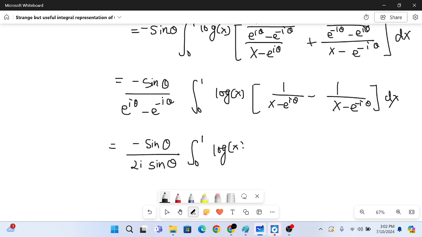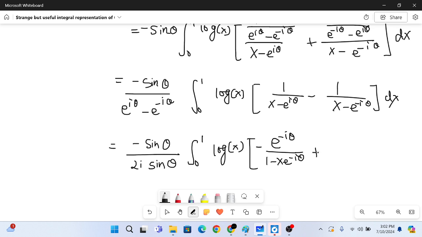Now I can form a geometric series. First of all, the ratio should be less than 1. So for that, what I can do is multiply by e to the power minus iθ, and I get x minus 1, x e to the power minus iθ minus 1. Let me actually reverse this by taking a minus sign. So minus of e to the power iθ, and then 1 minus x e to the power minus iθ.